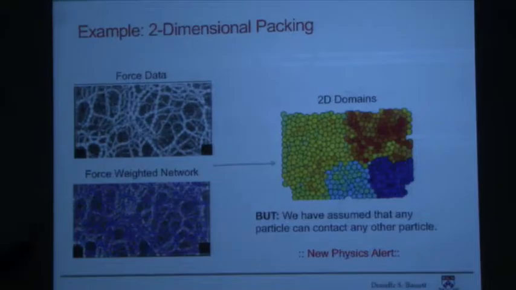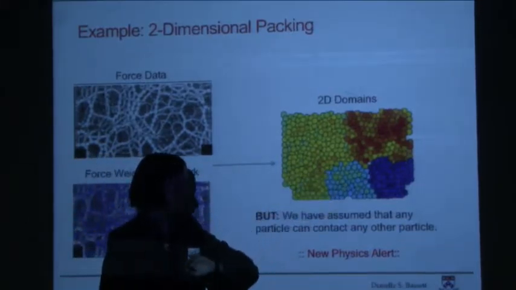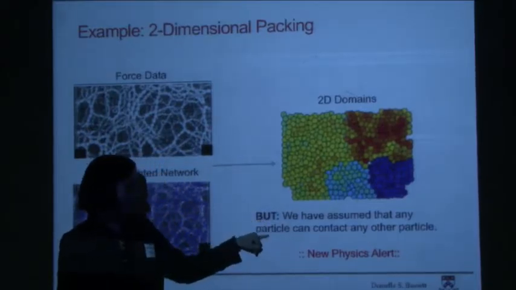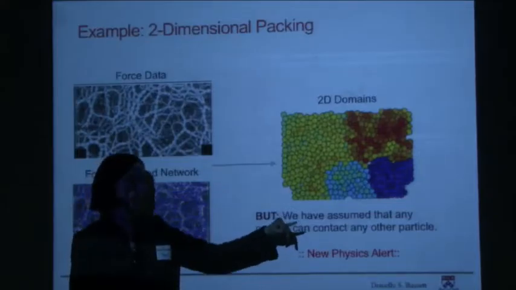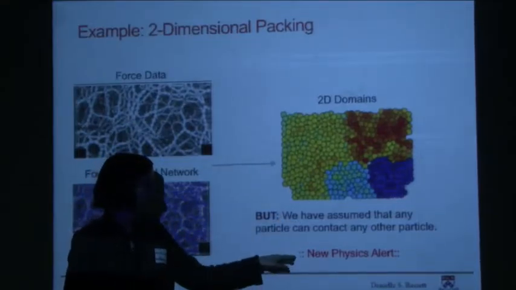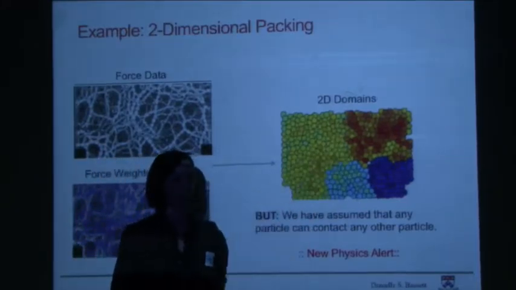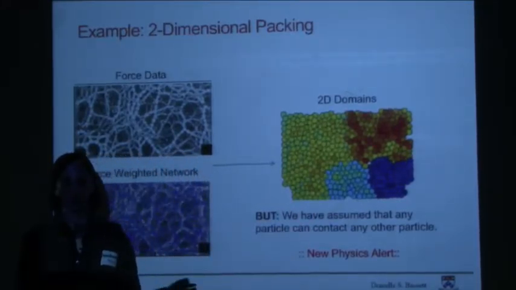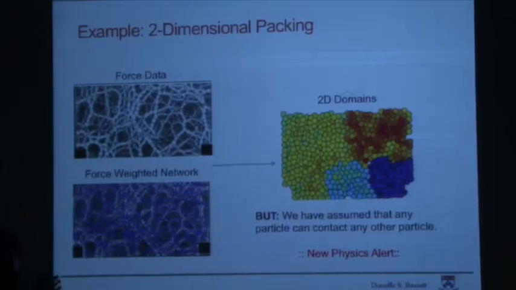And what that does, if we apply that to this particular problem, is that it gives us these two-dimensional domain structures that I showed you. But we have assumed that any particle in that two-dimensional space can connect to any other particle, right? So I put the new physics alert because now you can actually have particles here connecting to particles there, which is completely unphysical, right? So it's not new physics, it's actually wrong physics. So then the question is, if we actually take into account physics, can we get a more accurate picture of what the structures are here?